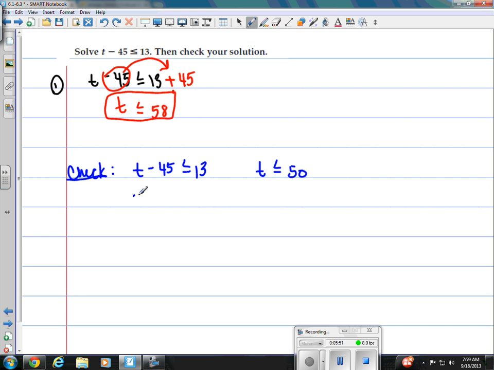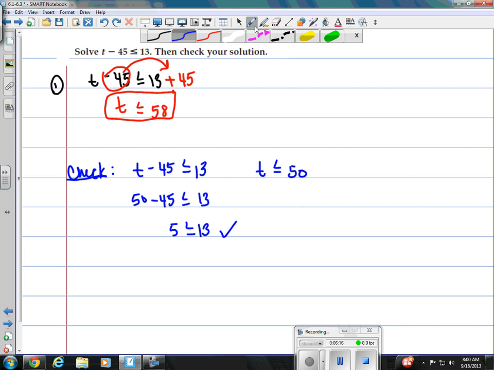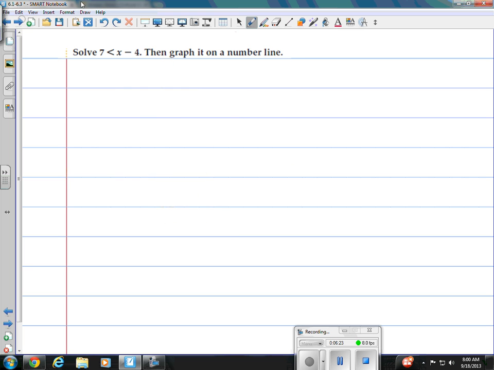So let's replace t with 50. Okay, so 50 minus 45 is less than or equal to 13. Then 50 minus 45 is 5. And then we just ask ourselves, is 5 less than or equal to 13? Yes, it is. And once again, the reason why we checked this example with 50 is because we needed a number that was less than or equal to 58. So let's look at our second example.